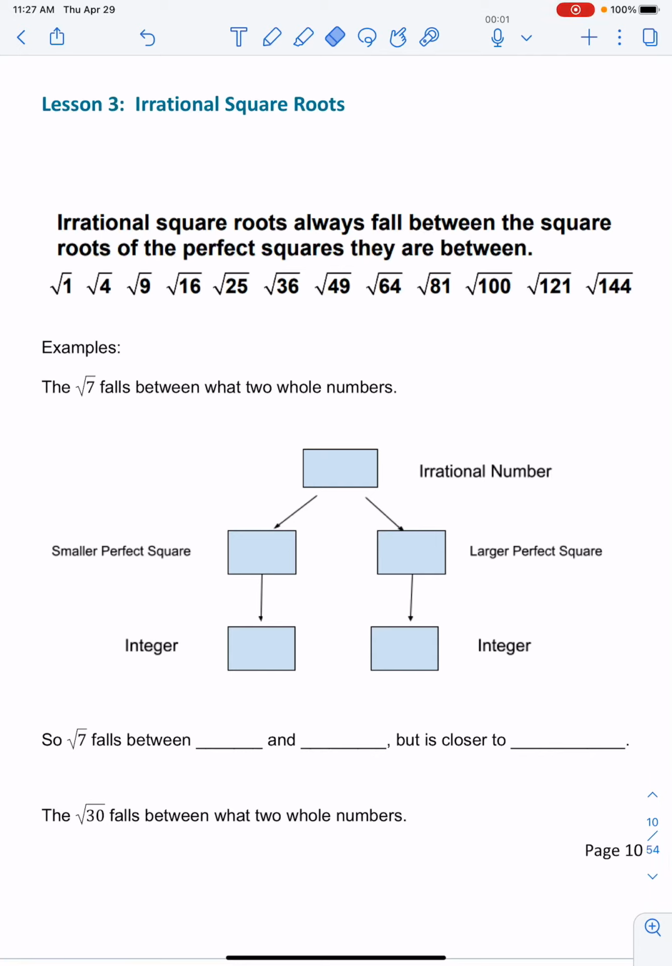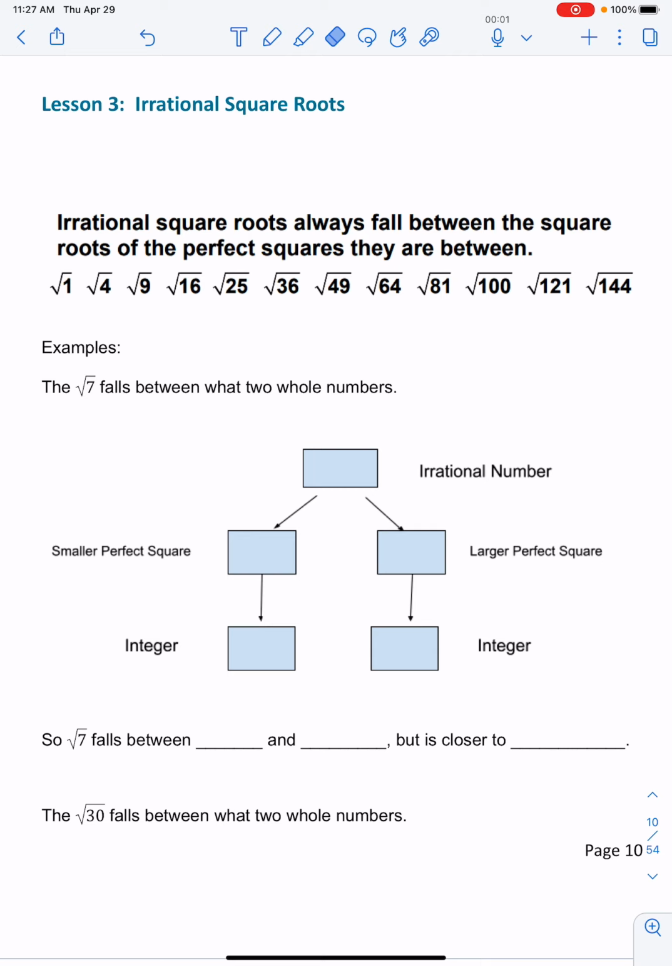This is lesson 3, irrational square roots. Irrational square roots always fall between the square roots of the perfect squares that they are between. So the square roots that we're going to look at right now are between 1 and 12. So for example, the square root of 7 falls between what two whole numbers?